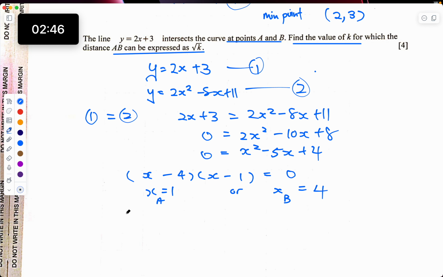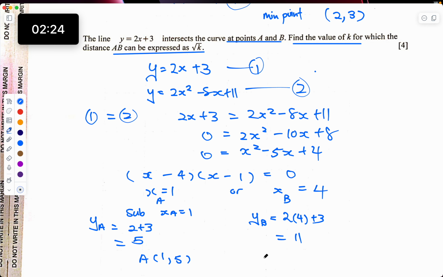Alright, so they want you to find the y coordinates as well. So we have to sub the x of A equals 1 in. Your y of A would be 2 plus 3, that gives you 5. While the coordinate of B would be 2 times 4, which will give you 8, plus 3, which will be 11. So summarizing the 2 points here, we have these 2 points there.